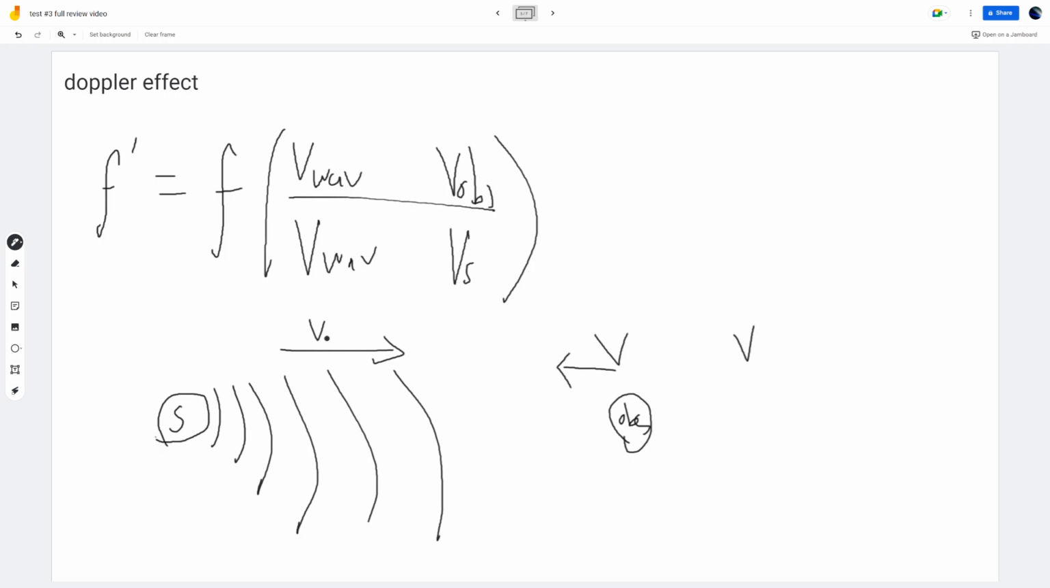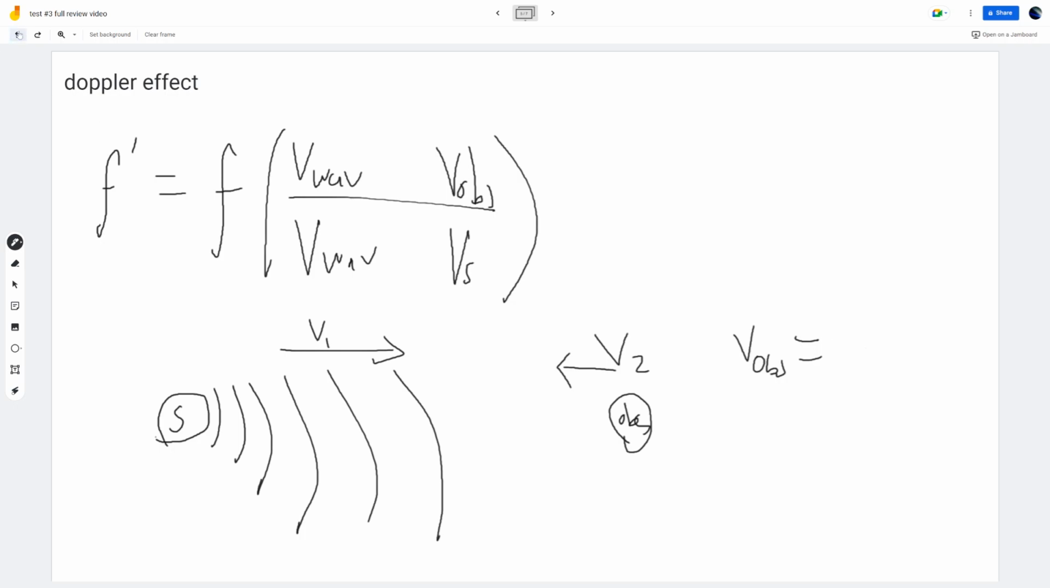to be v, I'll say v1, v2. The velocity that this person's observing is going to be v1 plus v2. So in this case, if the observer is moving forward, we're going to want to have a plus on the top. And if the observer is moving backwards, then we have a minus.